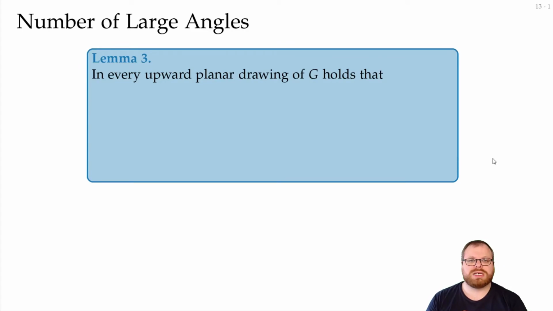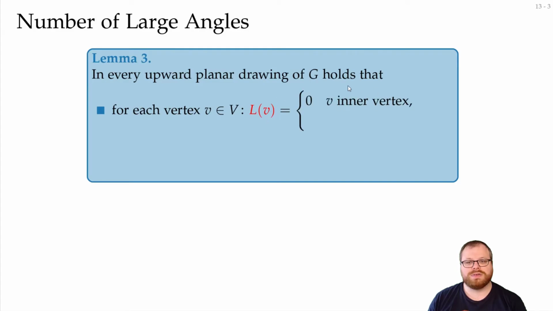We want to summarize our findings in a lemma. In every upper planar drawing of G, it holds that for every vertex, the number of large angles is 0 if it's an inner vertex, and 1 if it's a global source or sink.